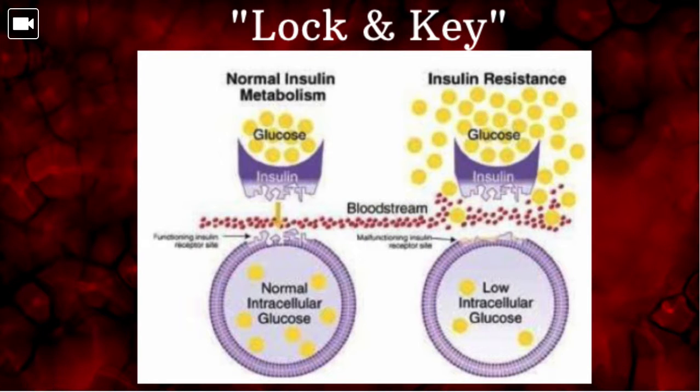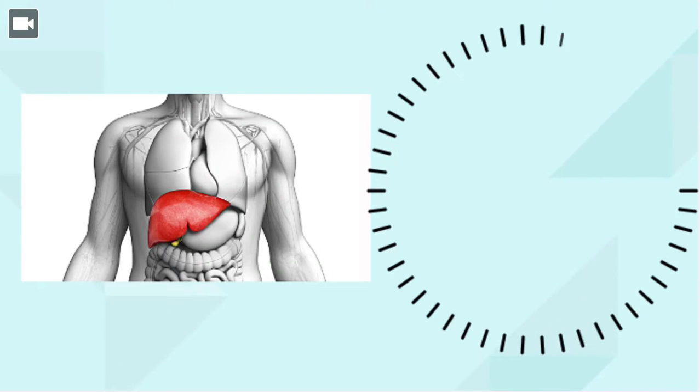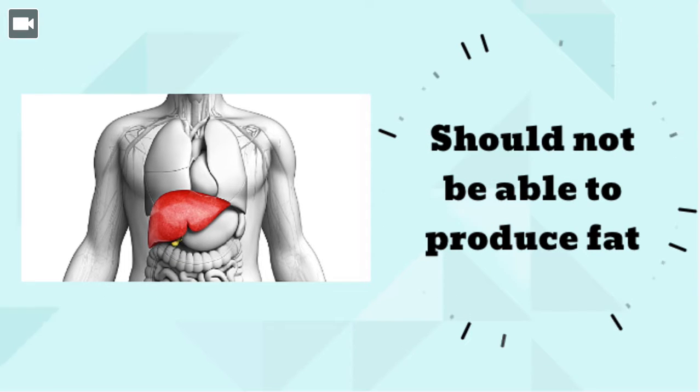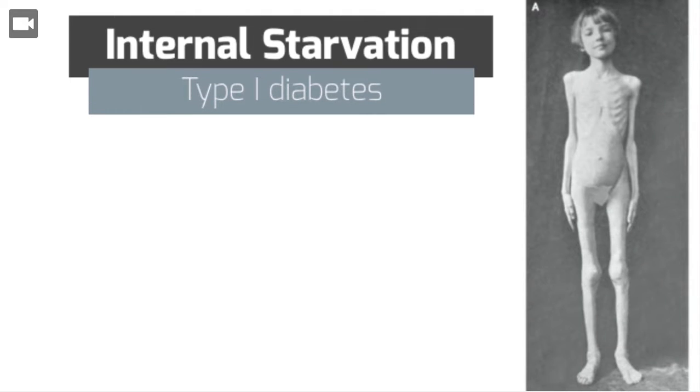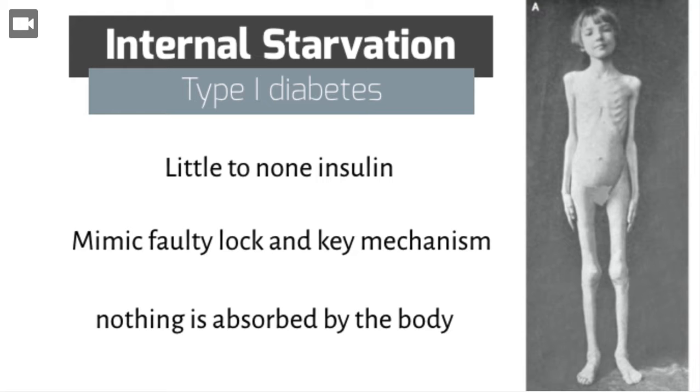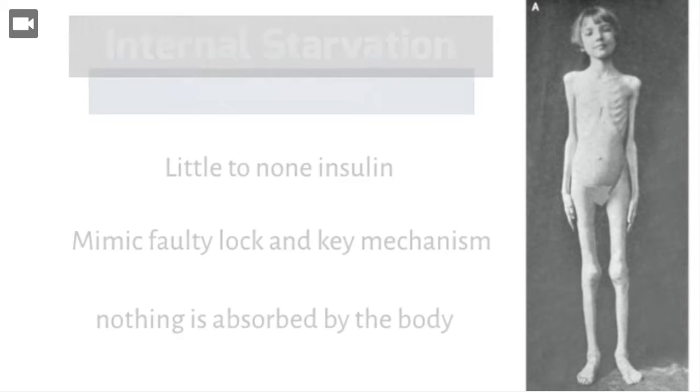So we believe that insulin resistance is when this lock and key mechanism is stuck and malfunctioning. Glucose stays outside the cell and the cell faces a state of internal starvation. That should mean that our livers cannot produce fat as no sugars are going in. Hence, internal starvation looks like this: a type 1 diabetes patient where there's little to no insulin, mimicking the proposed faulty lock and key mechanism to bring glucose into the cell. Nothing can be absorbed by the cells in the body.